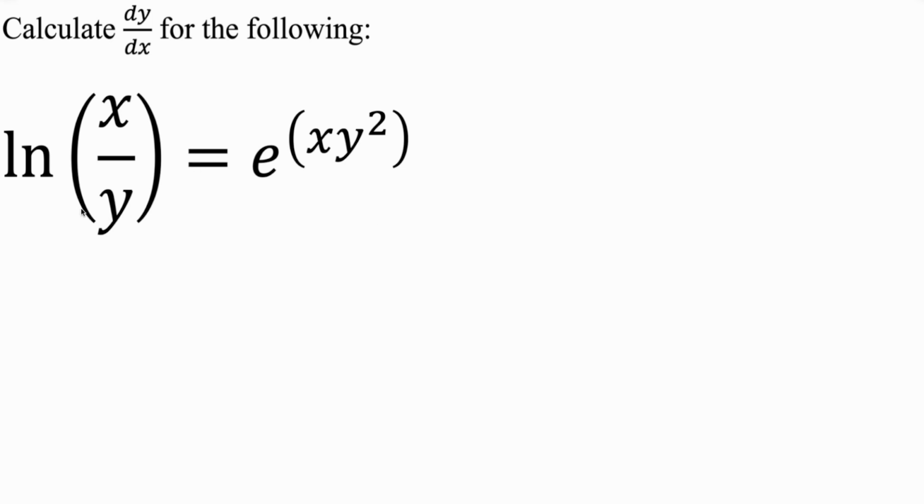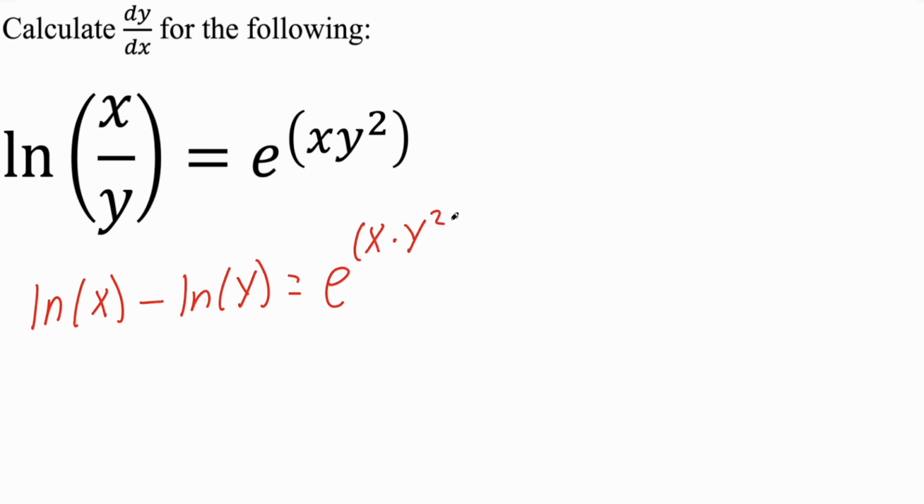Okay, in this video, we're going to solve this problem right here. And so let's begin. Now, before we go about taking the derivative, let's rewrite this, and we're going to use our log properties. So this right here, ln x divided by y, if you know your log properties, is equivalent to ln(x) minus ln(y), which is equal to this piece here: e raised to x times y squared, close it.